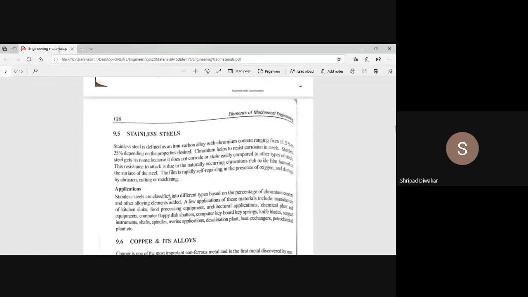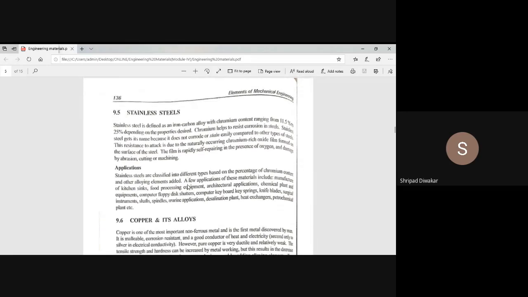So the main applications of stainless steel are the manufacturing of kitchen sinks. I think most kitchen sinks are made up of stainless steel. Also food processing equipment, utensils, architectural applications, chemical plants, then in earlier days computer floppy disk shutters, computer keyboard key springs, and knife blades. Surgical equipment is one important example, where we should not have any corrosion. That's why stainless steel is mainly preferred in surgical equipment, shafts, and spindles.